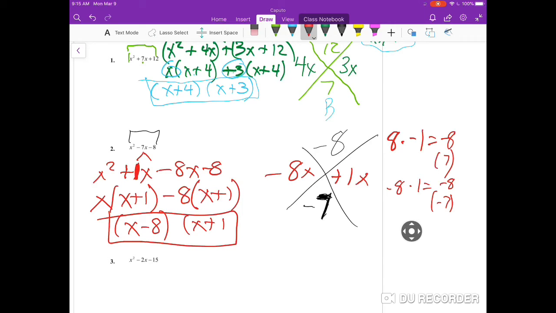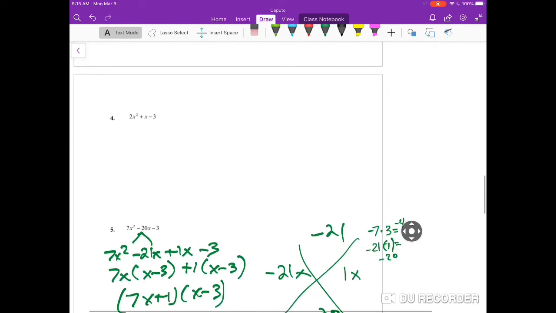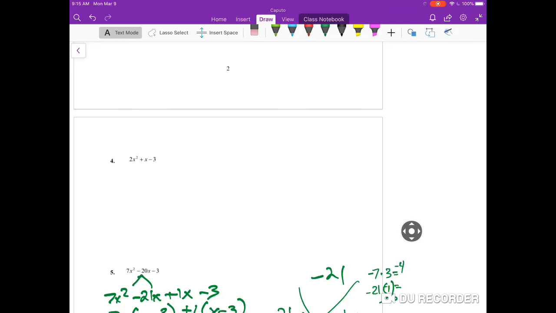Okay? So what I'd like you to do is try number 3. Remember, you are looking for things that multiply to negative 15, but when you combine them, you get negative 2. Okay, so start thinking of things that multiply to negative 15. I'm going to try one that's a little more difficult. Okay, so number 4, here we go.